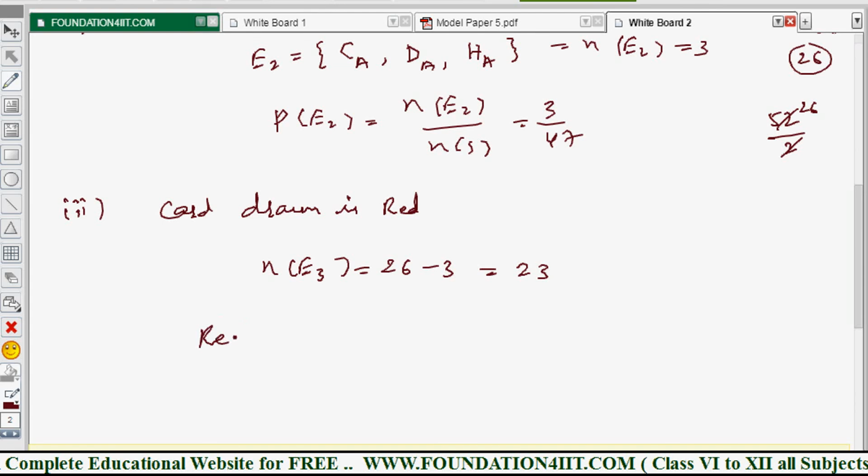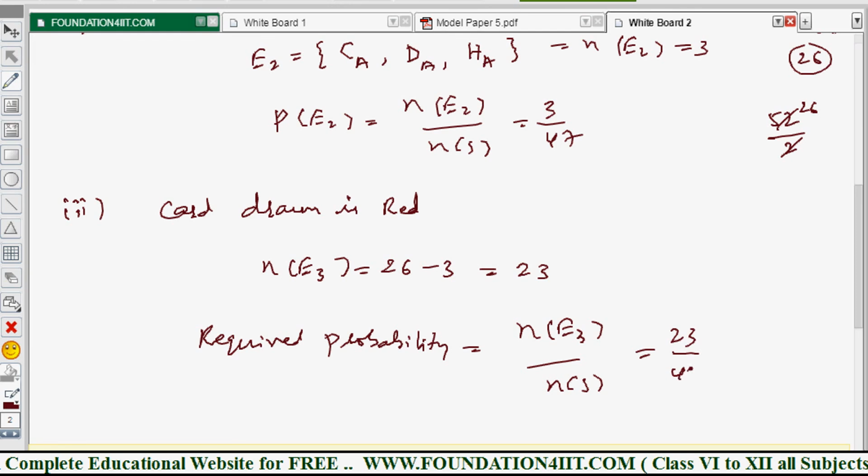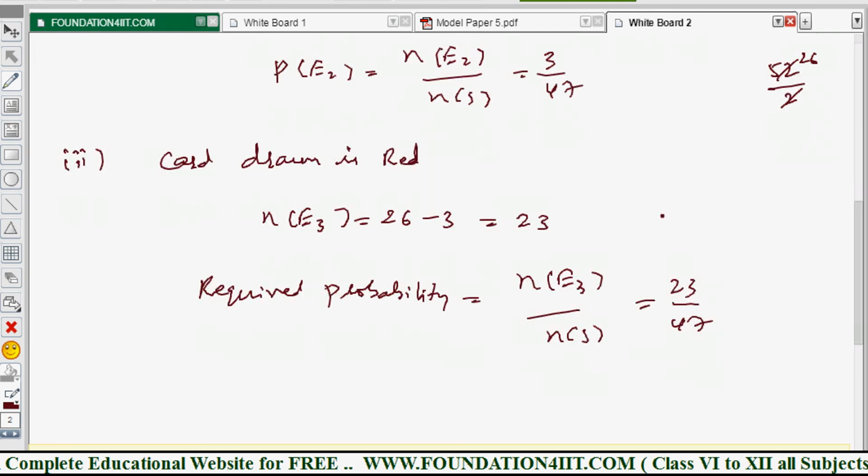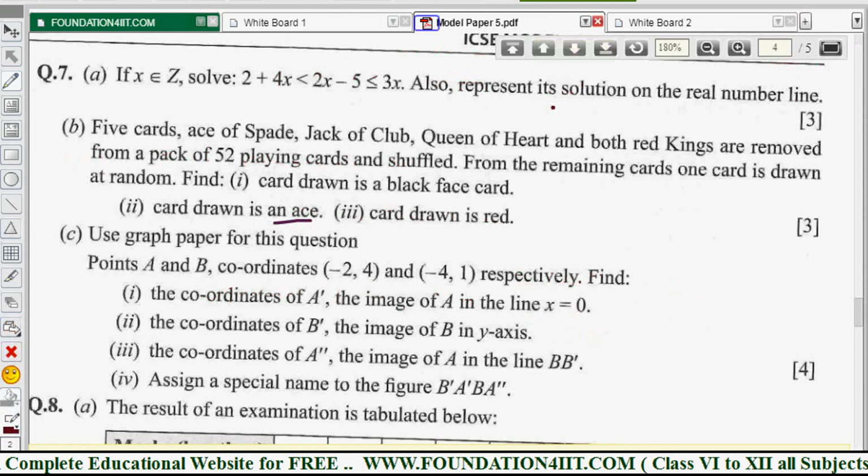Then the required probability is n of E3 by n of S, which is 23 by 47. Okay, this is the probability for this. Let us see the next question.